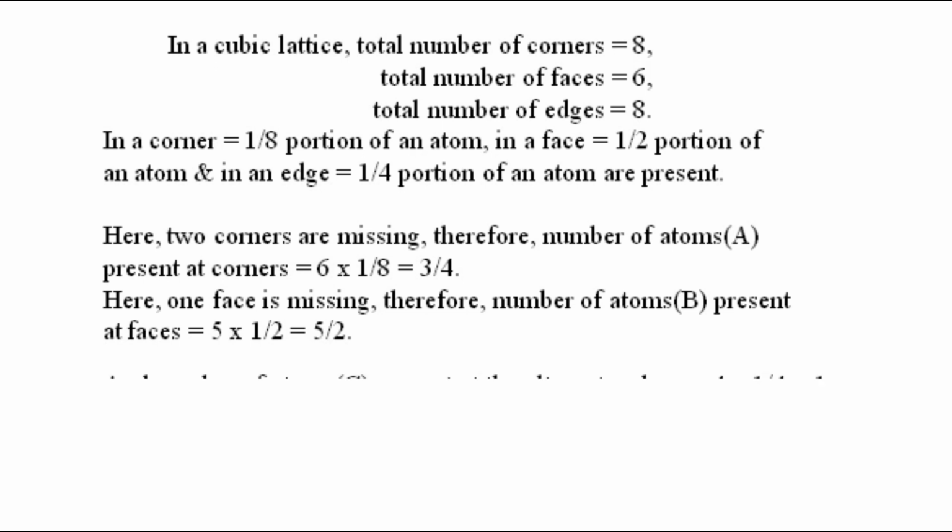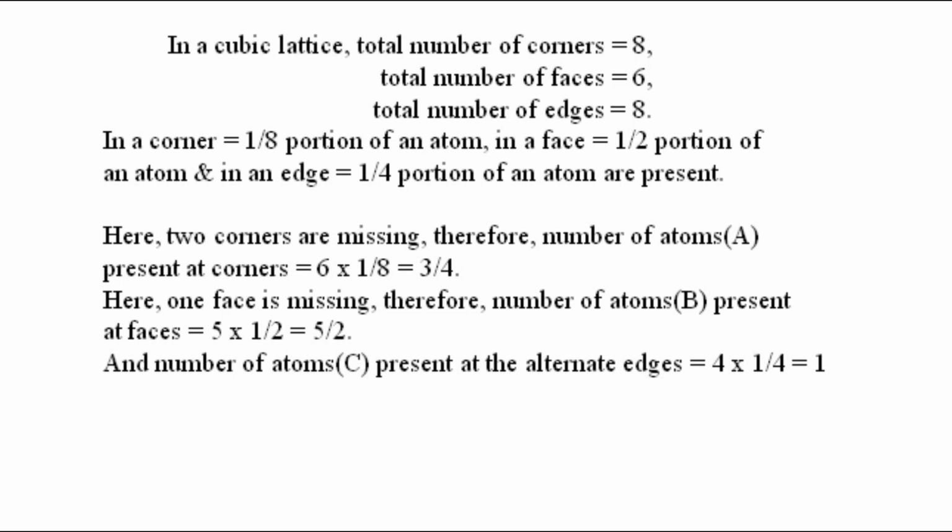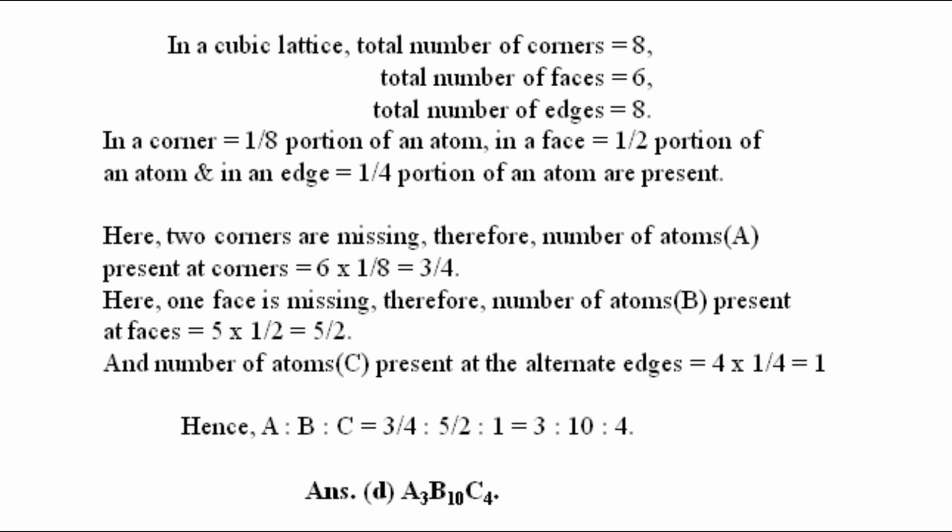And number of atoms C present at the alternate edges is equal to 4 into 1 by 4, which is equal to 1. Hence, A is to B is to C is equal to 3 by 4 is to 5 by 2 is to 1, which is equal to 3 is to 10 is to 4. So, correct answer is option D, A3 B10 C4.